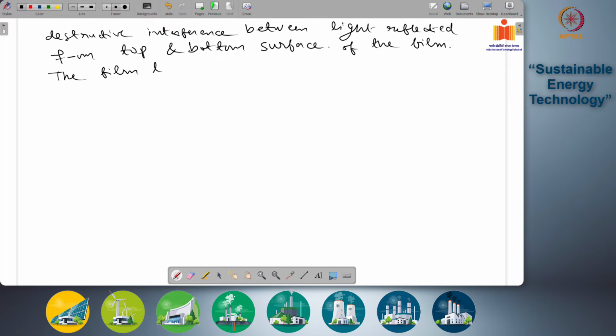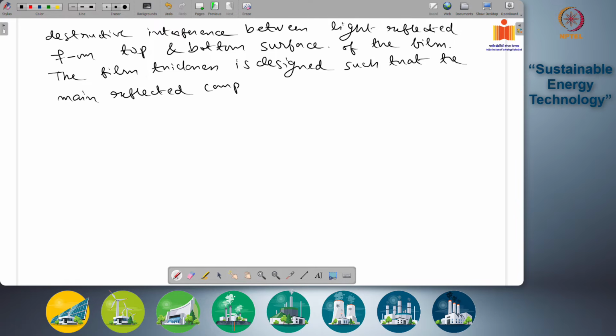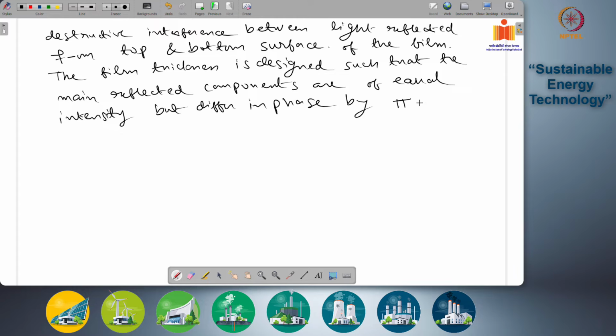The film thickness is designed such that the main reflected components are of equal intensity but differ in phase by pi radians, which implies a path difference of lambda by 2, where lambda is the wavelength.